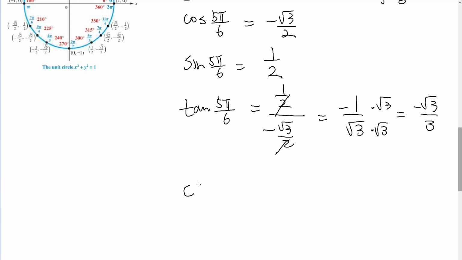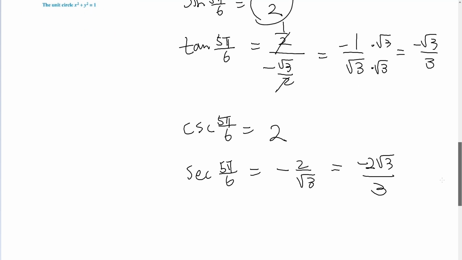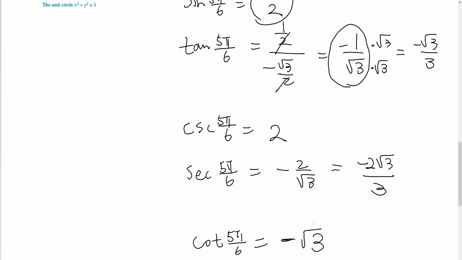And cosecant 5 pi over 6 is the reciprocal of 1 over 2, which is 2. Secant 5 pi over 6 is the reciprocal of cosine, which is negative 2 over square root of 3. You're welcome to rationalize it by multiplying by square root of 3. And cotangent 5 pi over 6 is the reciprocal of negative 1 over square root of 3, which is negative square root of 3. This is section 3.3, and you can do that for any other angles.